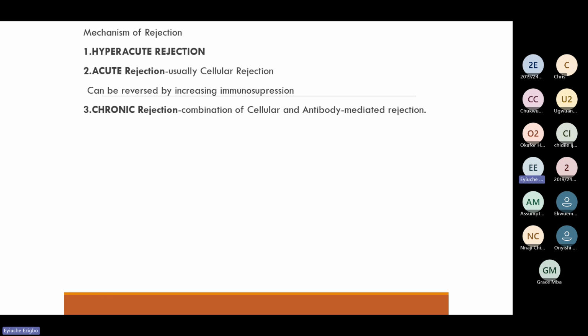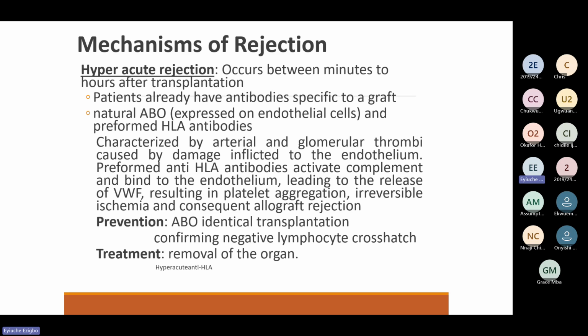Rejection can be chronic, a combination of cellular and antibody-mediated rejection. So the process of organ rejection can be hyperacute, or acute, or chronic, depending on the level of mismatch of the HLA complex. So, mechanism of rejection: hyperacute rejection, as we say, occurs between minutes to hours after transplantation. Patients already have antibodies specific to a graft, just like we talked about in our blood transfusion lesson.